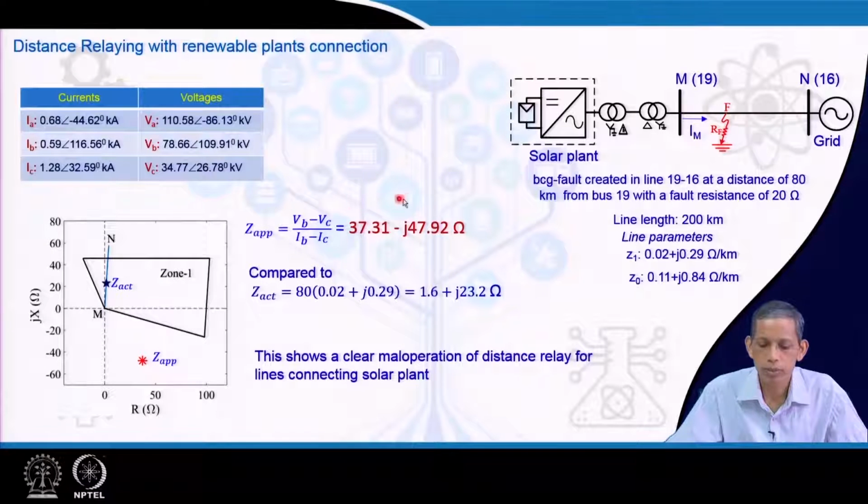Whereas, for this signal, the relay sees Z apparent to be this much. So, the Z apparent seen by the relay becomes this red point here, as compared to the ideal actual point on this line, whose line impedance is explained. So, for zone 1 protection, the distance relay will malfunction. It is not able to find the fault in zone 1, and that is the challenge.